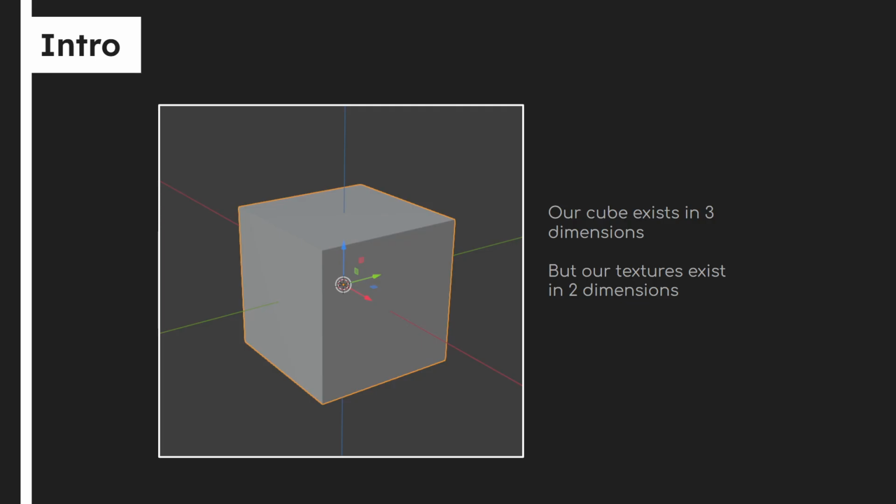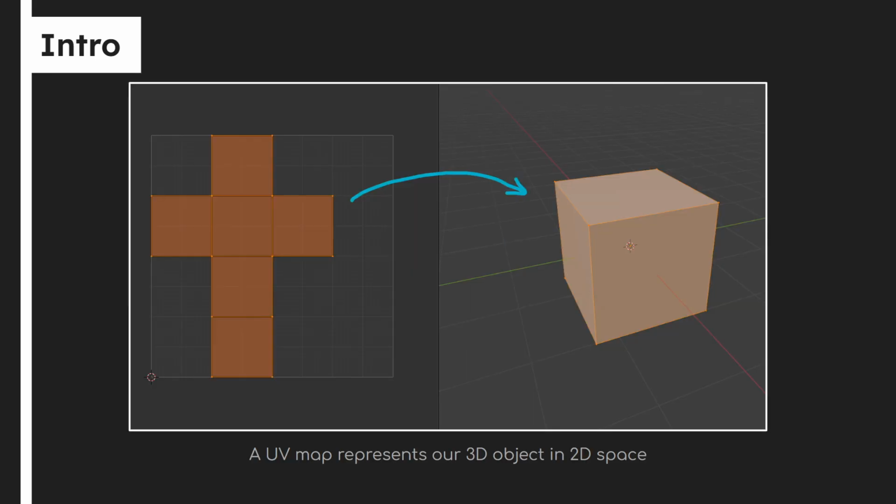Our textures can't exist in 3 dimensions technically. There are such things as 3D textures, but we're going to be ignoring those for now. In order to texture our cube, we need to take each face of this model and somehow map it to 2D. That's what the UV maps are for. They represent our 3D objects in 2D space.